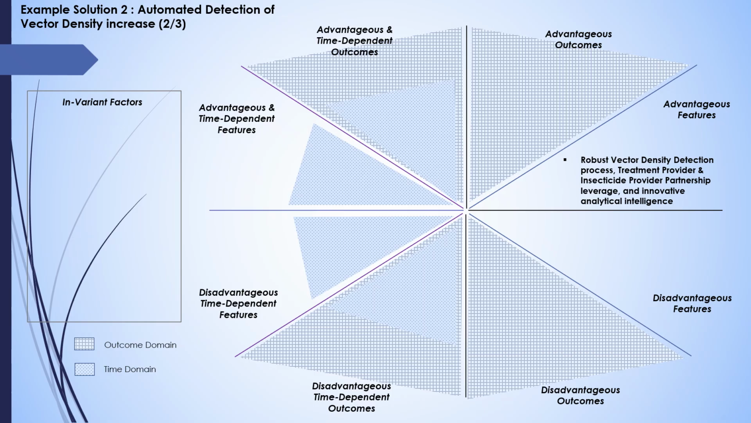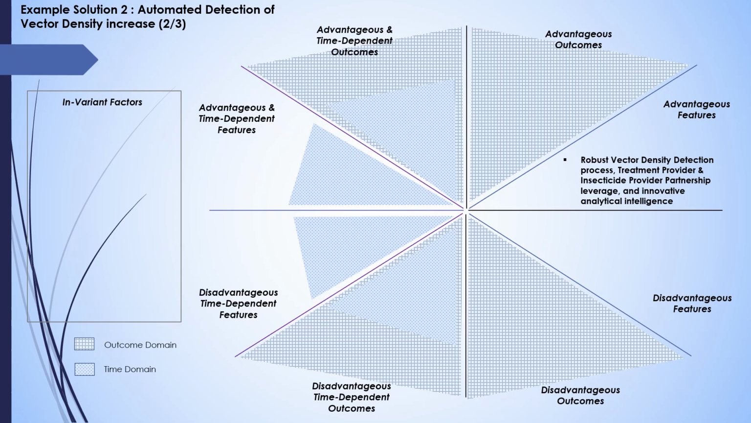Second, leverage from treatment provider and insecticide provider partnerships. These relationships are what translate a detection event into an actual response. Strong, well-managed partnerships mean faster treatment, better coverage, and more consistent outcomes. They are the operational backbone of the solution's effectiveness.